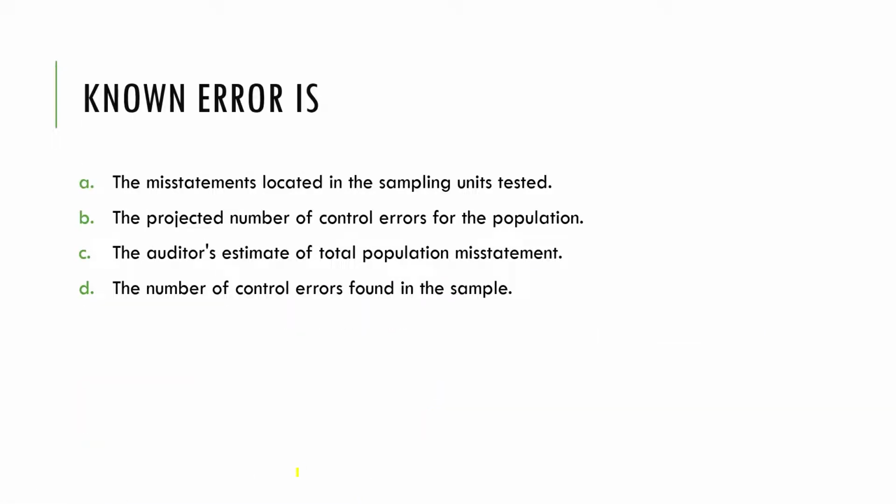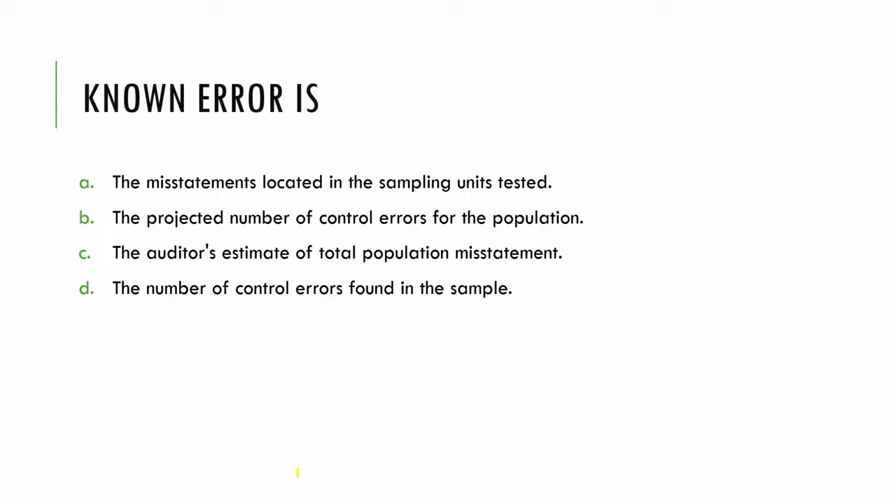Known error. What is known error? It is error that is known, error that the auditor has seen for themselves, right? Known error is letter A, the misstatements located in the sampling units tested; or letter B, the projected number of control errors for the population; or letter C, the auditor's estimate of the total population misstatement; or delta, the number of control errors found in the sample. So we're referring to the known or the factual error.